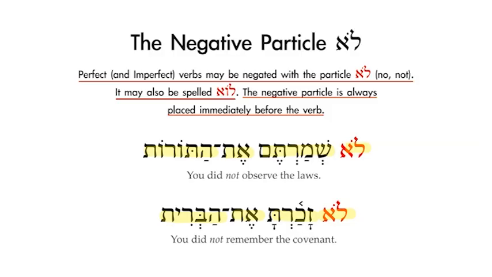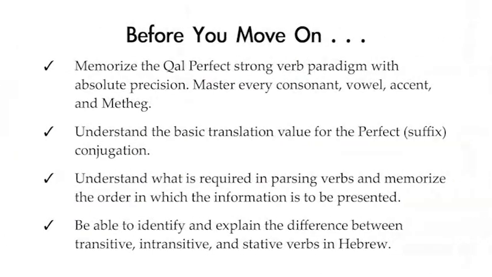The negative particle lo is immediately before the verb, the Cal Perfect 2MP of zakar, and it negates the verbal action. Without the lo, we would translate this, you remembered the covenant. With the lo, we translate it, you did not remember the covenant. The particle lo negates the perfect verb in each instance.